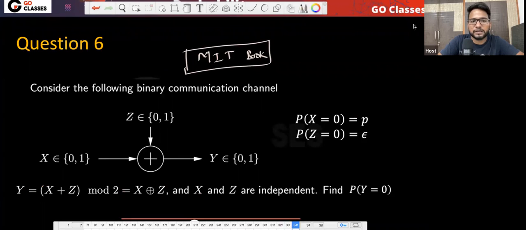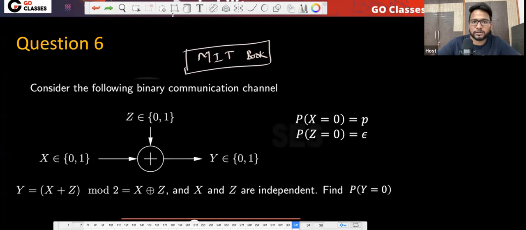So what they're saying: consider the following binary communication channel where you are communicating X and then you are getting Y. But in between, there is some noise Z which is getting introduced. Y is finally a function of X and Z, which is X XOR Z. Now they are saying that X and Z are independent, which means the noise that is getting introduced does not depend on what you are sending. It is independent noise, maybe based on the communication channel that you are having. Now they are saying find the probability of Y being 0. The probabilities of X being 0 and Z being 0 are given to you.